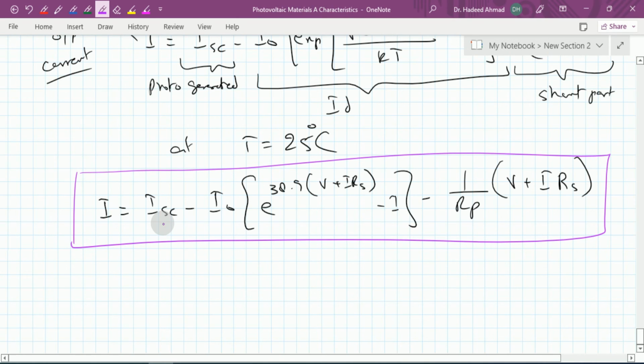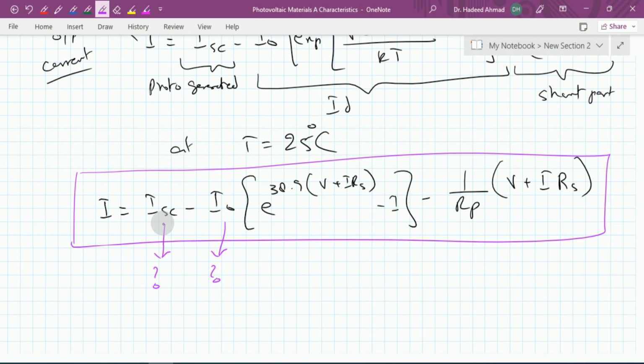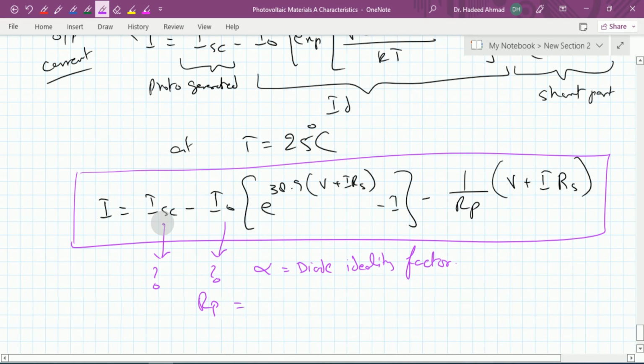It does not provide you anything about this ISC. This ISC is unknown. It does not provide you anything about this I naught, right? Furthermore, because we have the diode modeled, the datasheet does not provide the ideality factor of the diode. It also does not provide any information about the parallel resistance as well as the series resistance.